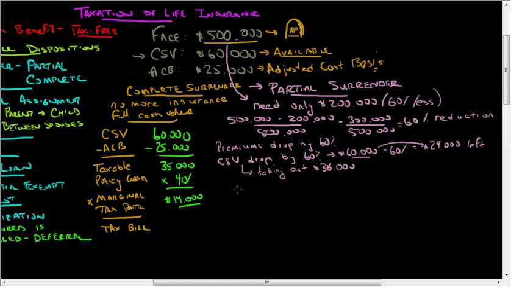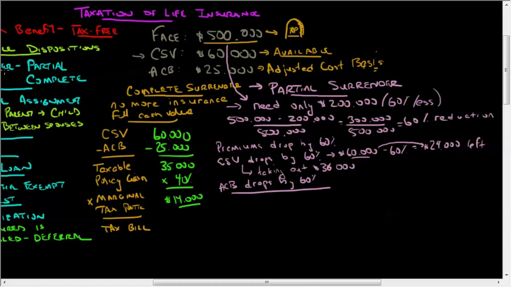And your ACB will also drop by 60%. So everything is going to drop by 60%. Most importantly, as we've seen up above, your death benefit is going to drop by 60%. Now, practically, not all life insurance companies necessarily allow this arrangement. That's fine. We're going to assume that it's allowed for our purposes here.